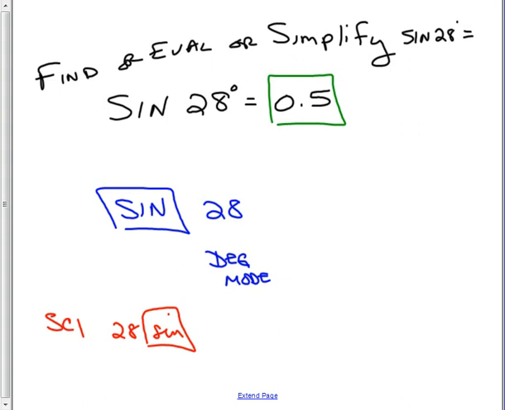We rounded it to 0.5, but if you go backwards and do the inverse of 0.5, you're going to get 30 because you rounded it. But if you use the inverse of your answer, it doesn't change. That's what I like about these calculators, you don't have to punch everything in all the time.